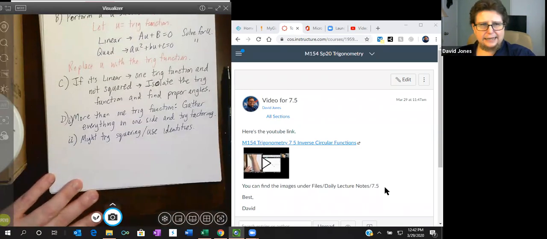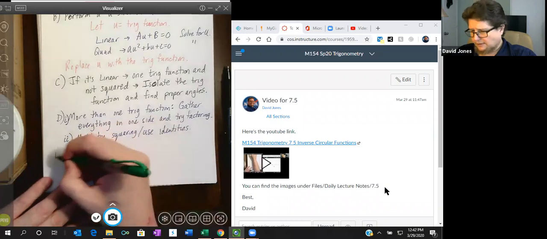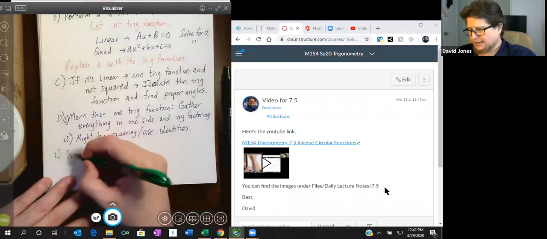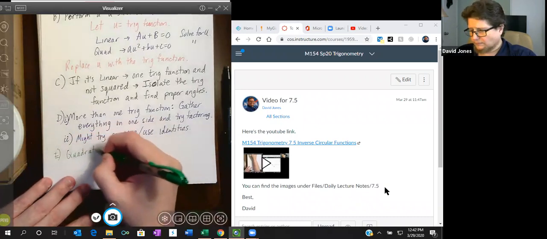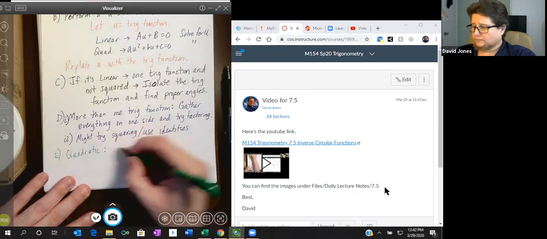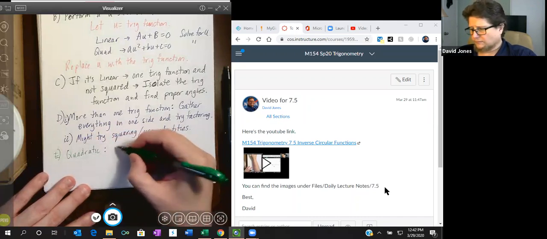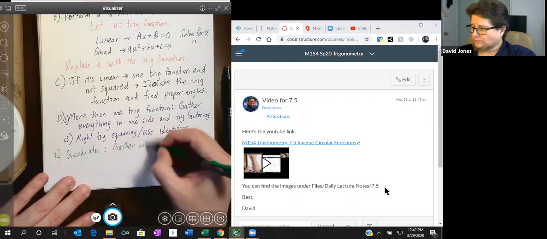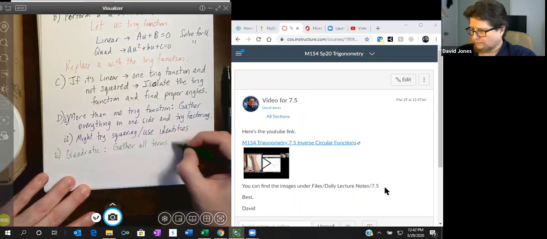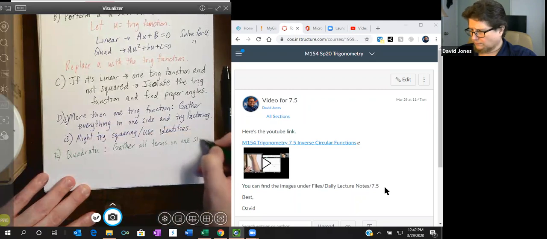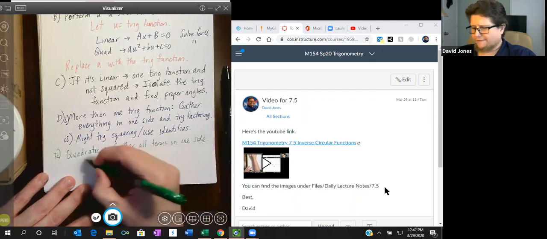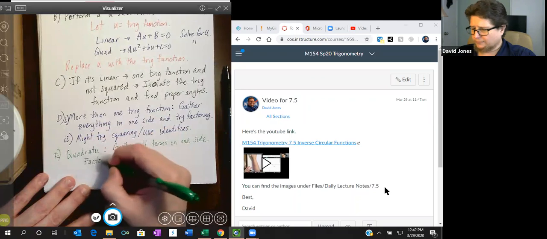And finally, if it's quadratic, gather all on one side. And then factor or use the quadratic formula.